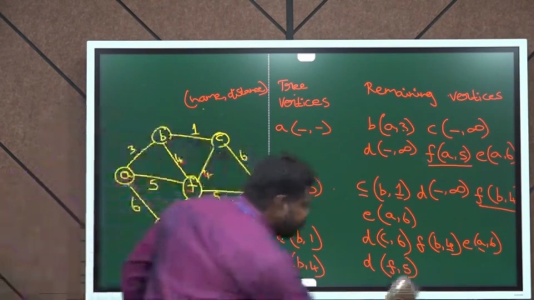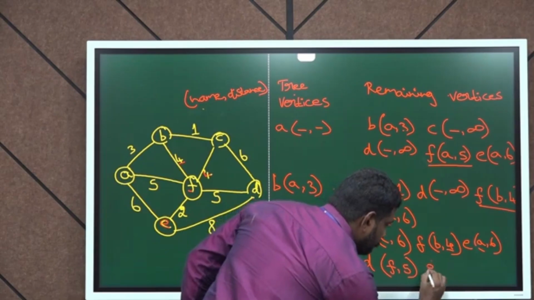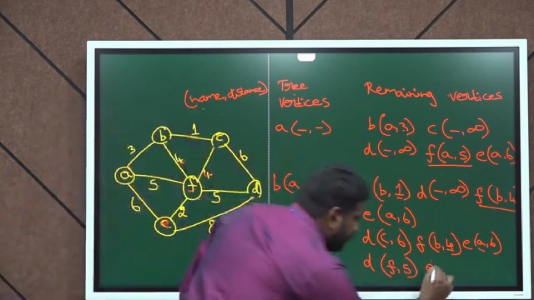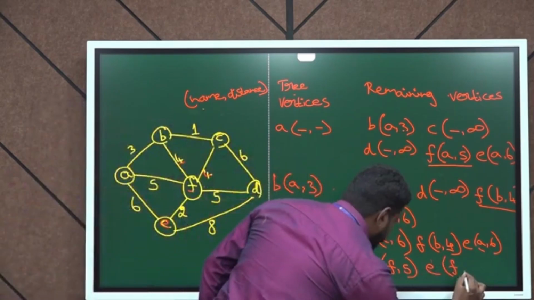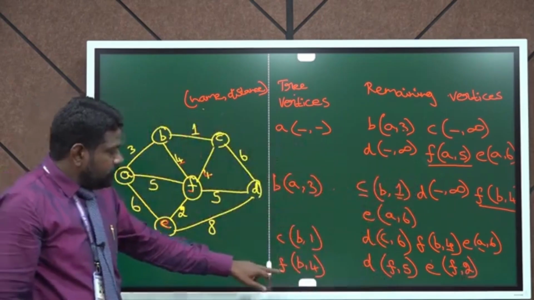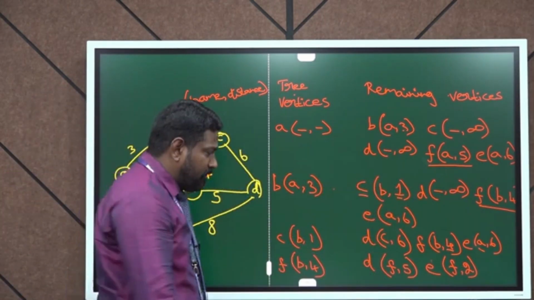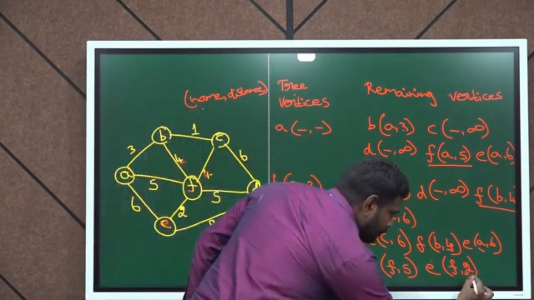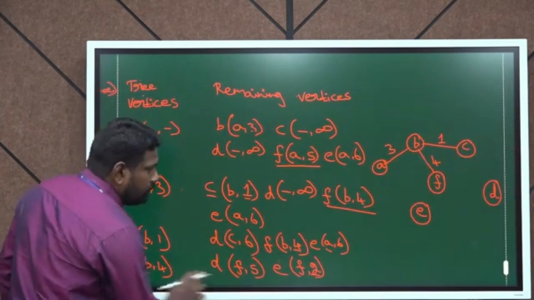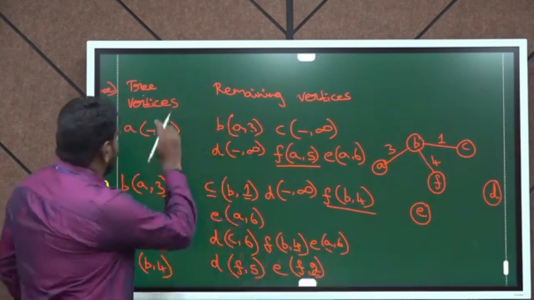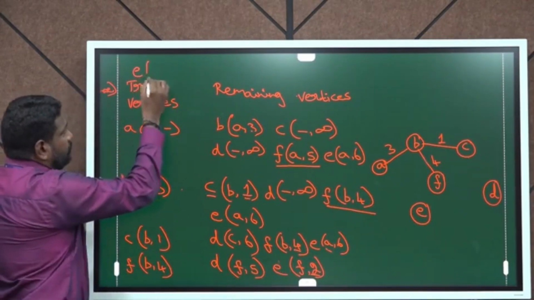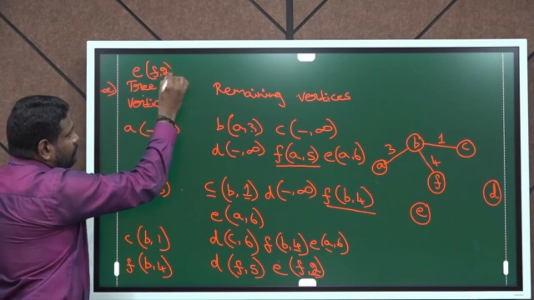Likewise for E, initially we came from A, the value is 6, but if I go from F, the value is 2. So that is going to be the next vertex among the remaining vertices. From this, 2 is going to be the next value. So the next tree vertex, here I am writing, is going to be E of F comma 2.